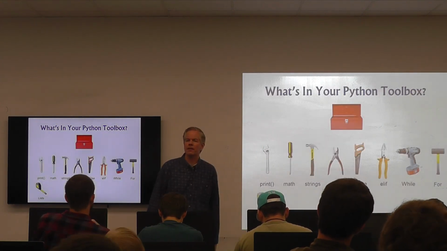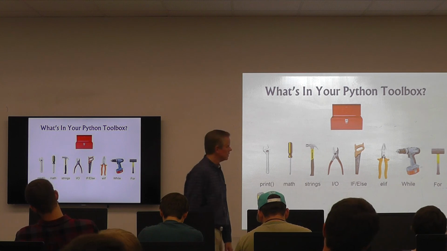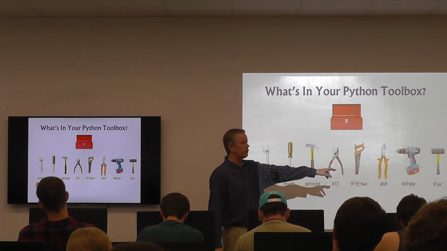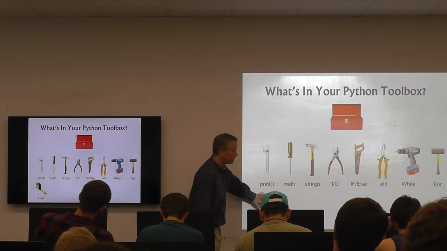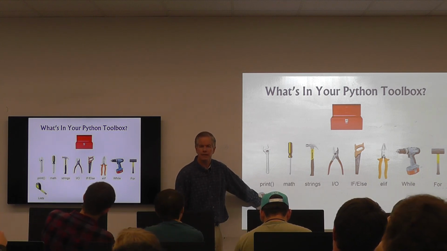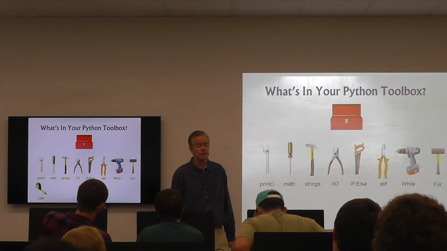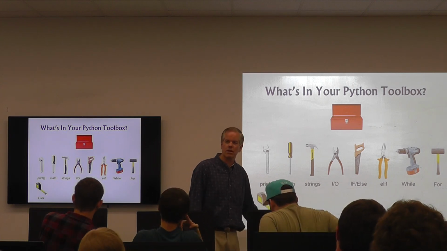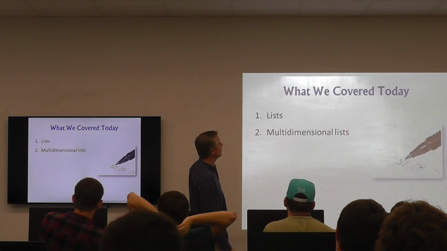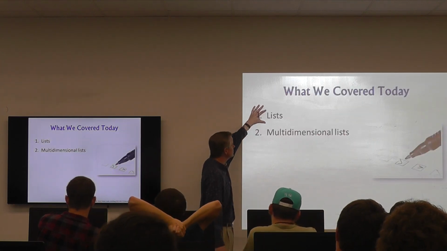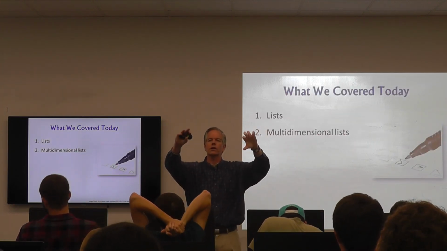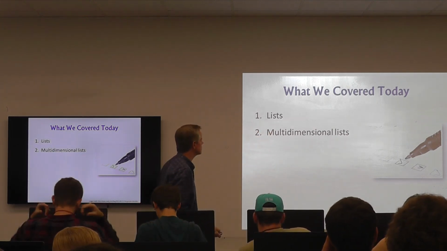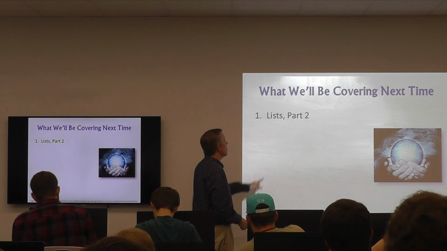Fantastic. So what's in your Python toolbox now? Print, math, strings, IO, if else, elif, while, for, and your brand new friend, lists. And a powerful friend it is. We're already on the second line of stuff in your toolbox. What did we cover today? We covered lists, and we covered the extraordinarily scary but terribly powerful multi-dimensional list. What are we going to do next time? More lists!